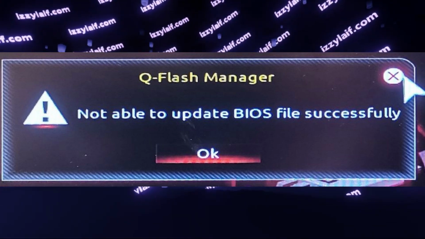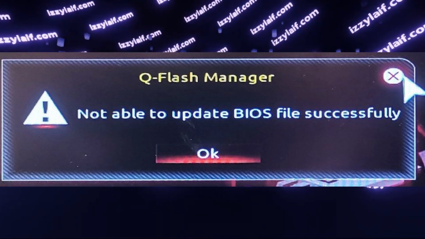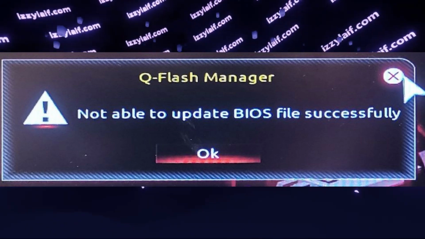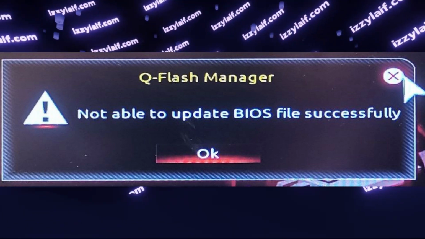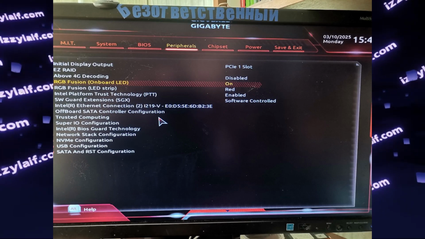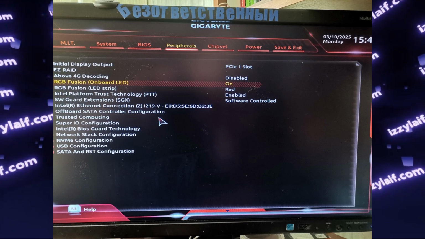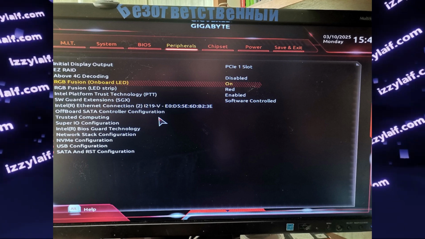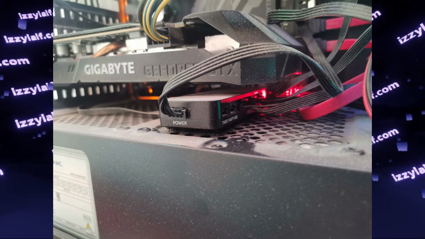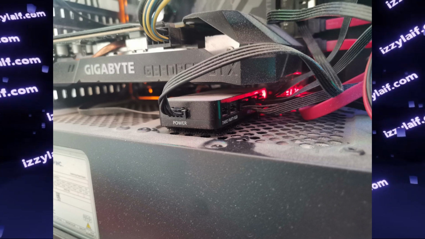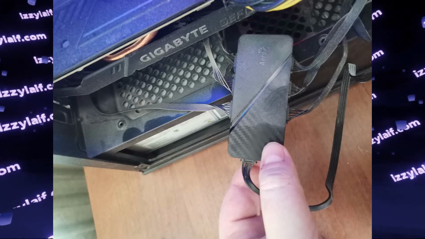Anyway, this error has two main causes: a very specific one and a general one. Let's start with the specific one. It has to do with RGB of all things. And I am not speaking about the RGB that's built into the motherboard. That's totally fine. But if you have an external hub for fans, for example, which is connected to the motherboard's USB header, that may cause an issue.